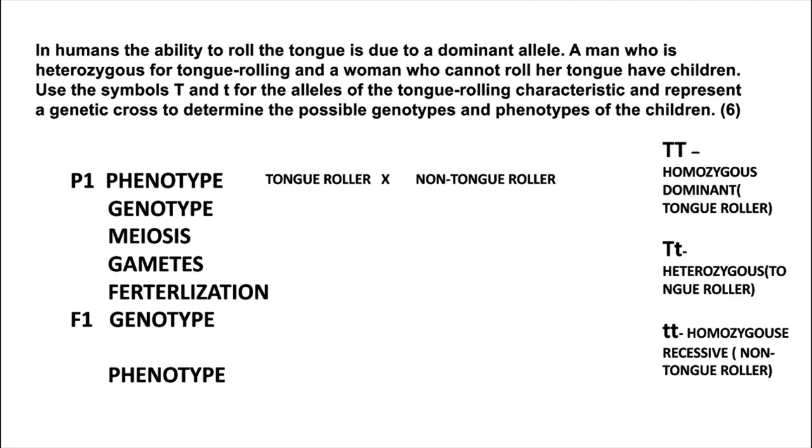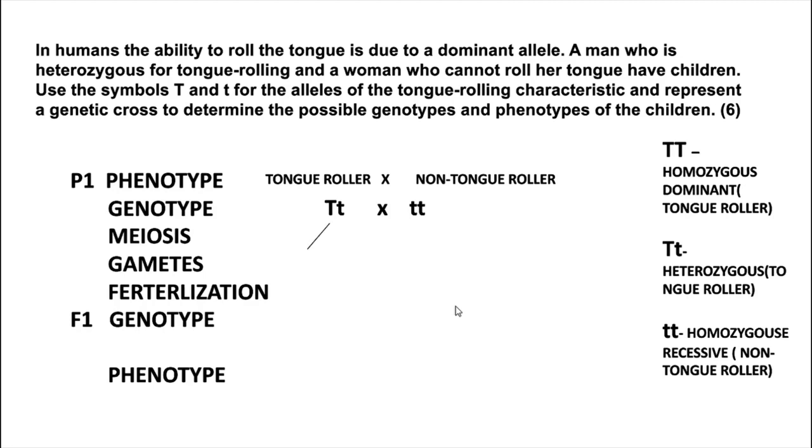The genotype for this tongue roller, this man who is heterozygous, is going to be big T and a small t because he is heterozygous. And then you put a multiply sign again. And then for this woman, you don't have to choose between the two genotypes or any. She only has, for recessive alleles, it's always small letters. So you write two small letters.